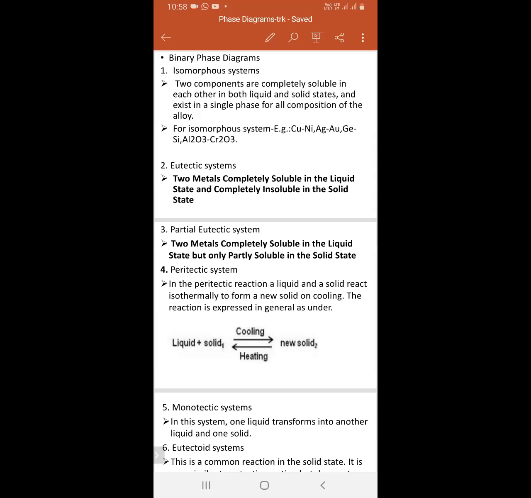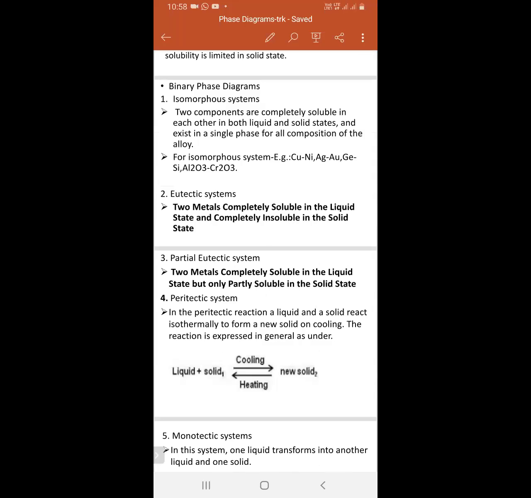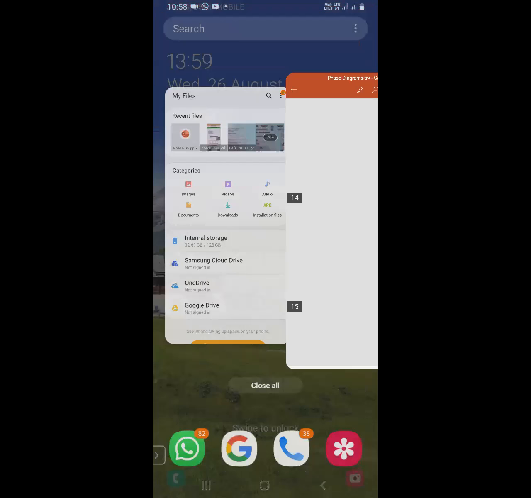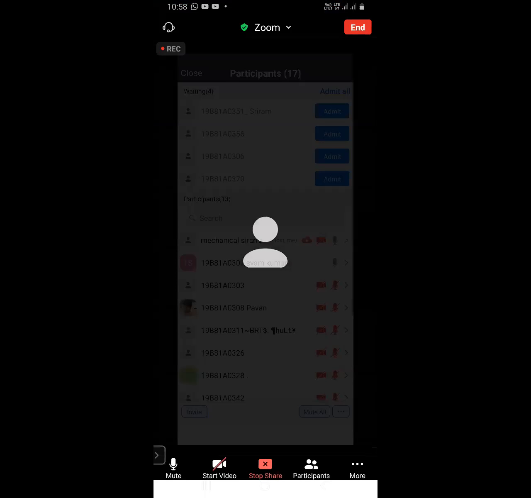Last class, what have you discussed? Binary phase diagrams. First one is the isomorphous system. Okay, then the people are waiting.